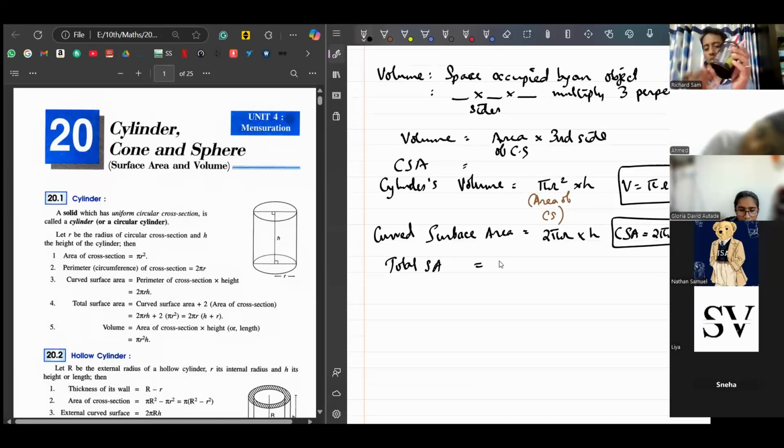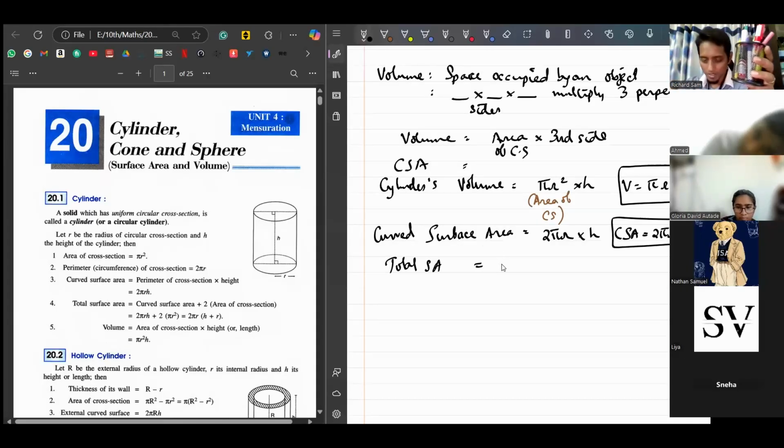What is the formula for the bottom surface area? What is the shape at the bottom? Circle. So area of circle. Pi r square h? No. Area of circle is what? Pi r square. Similarly, at the top there's also a circle.